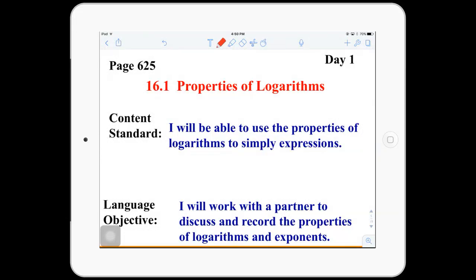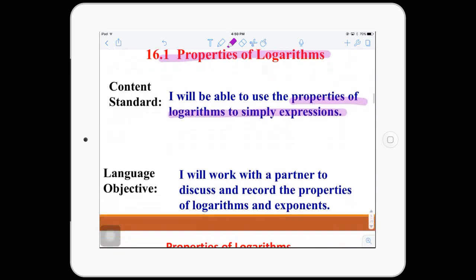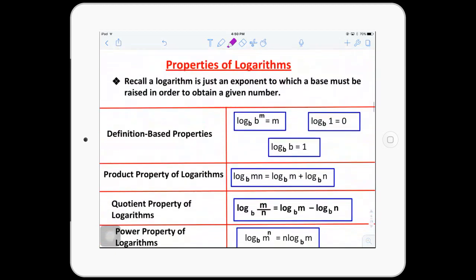Hello everyone. Today we're going to learn about 16.1 day 1, the properties of logarithms. So we're going to be using the properties of logarithms to simplify expressions. And let's take a look at the list of the properties here.